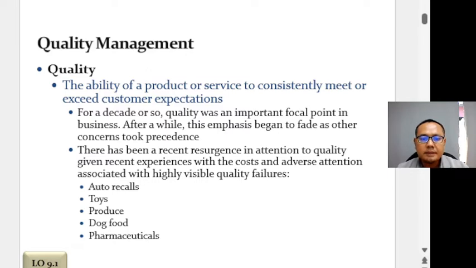For decades, quality was an important focal point in business. But after a while, the emphasis on quality began to fade, and quality took a backseat to other concerns. However, there has been an upsurge recently in the need for attention to quality. Much of this has been driven by recent experience with cost and adverse publicity associated with wide-ranging recalls that have included automobiles, ground meat, toys, and other businesses.